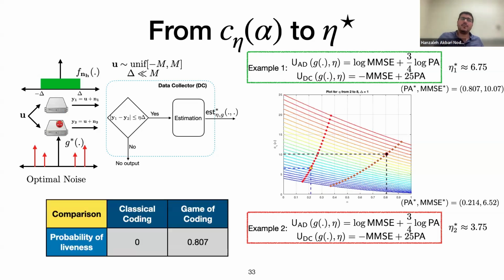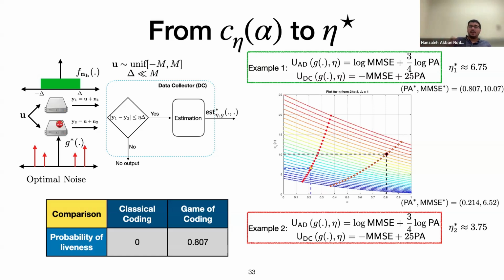Okay, I want to do some comparison here. Even for this simplest example, in classical coding, if you have two nodes and one of them is an adversary, you can't output anything. So the probability of liveness is always 0. In analog coding, once you have two nodes and one of them is an adversary, you can't output anything either, because you cannot distinguish which one is the adversary. All you can say is that one of them is an adversary and I don't know which one is the honest one, so I can't output anything.